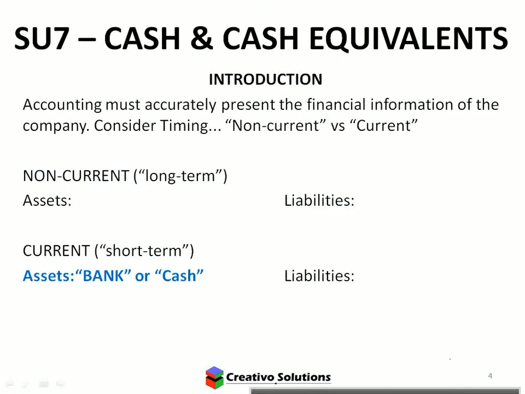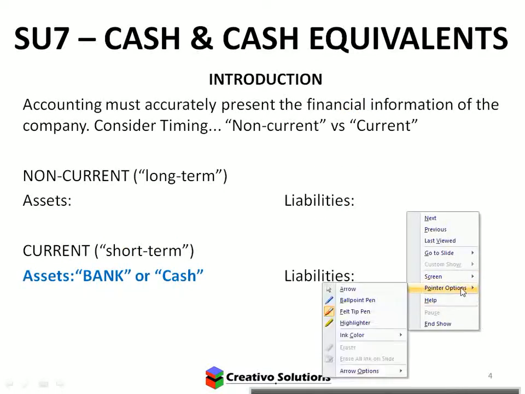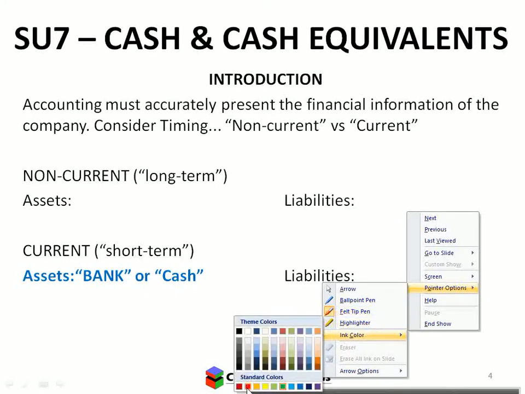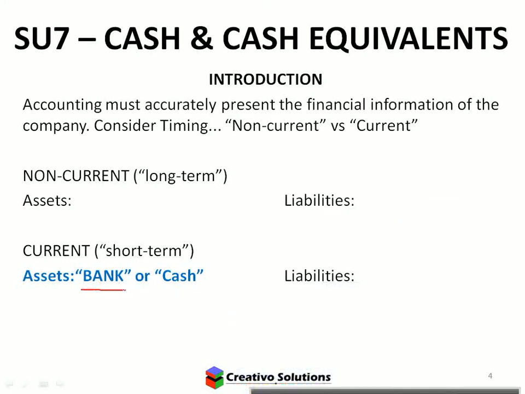So in terms of the introduction, I didn't write the word. Oh, the word is there. We just need to write in the other one. So we're looking at bank, which you know is an asset. Can bank be a liability? Yes. And then it's called a bank overdraft.